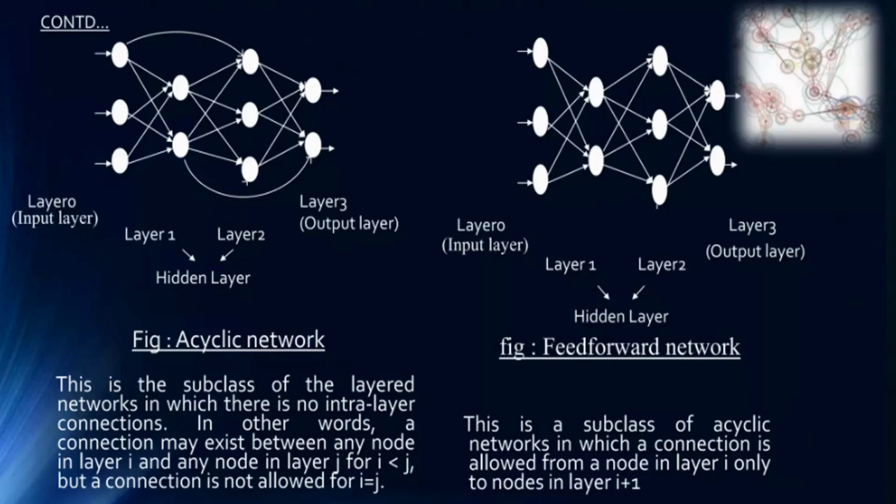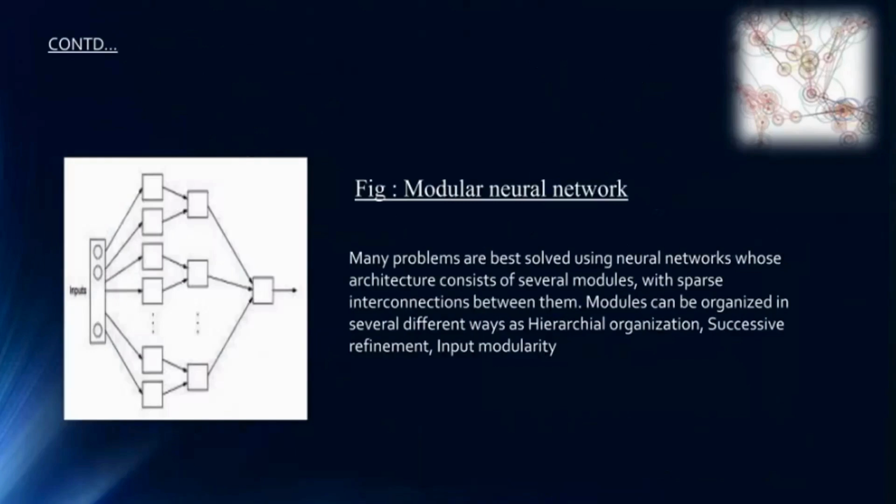But the connection is not allowed from, say, input i to output j in the wrong direction. Between input and output, we see the relations greater than or equal to, or less than, which is allowed. And feed forward, we all know about feed forward. This is a subclass of the acyclic network in which the connection is allowed from a node in layer i only to the nodes of layer i plus one. It increases step by step, right?